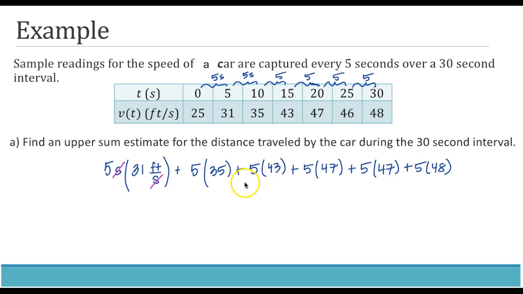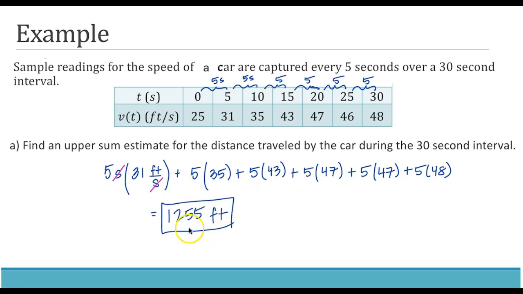And so now this is just a lot of multiplying and then adding together. We can either multiply each quantity and add them, or recognize they all have a 5 in common and then add all of those heights together. Either way, we'll get the same answer, which is 1,255 with the units of feet.